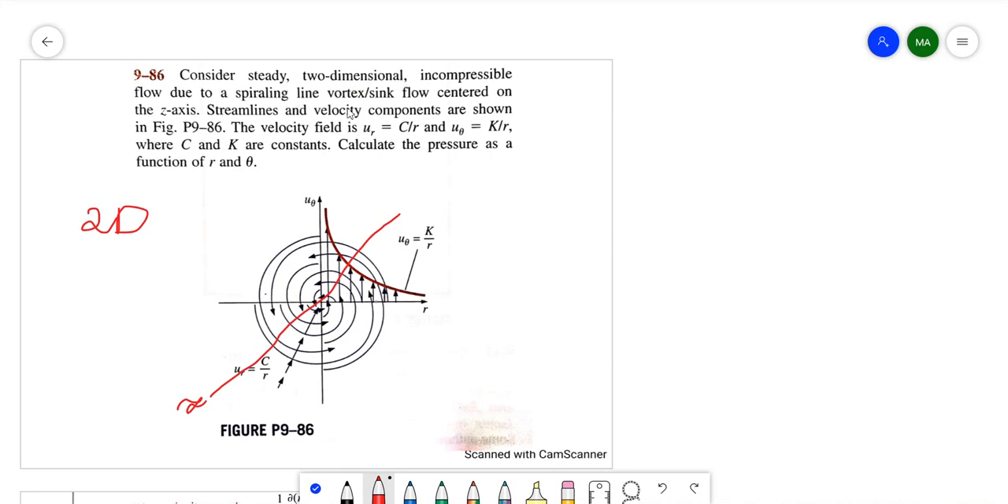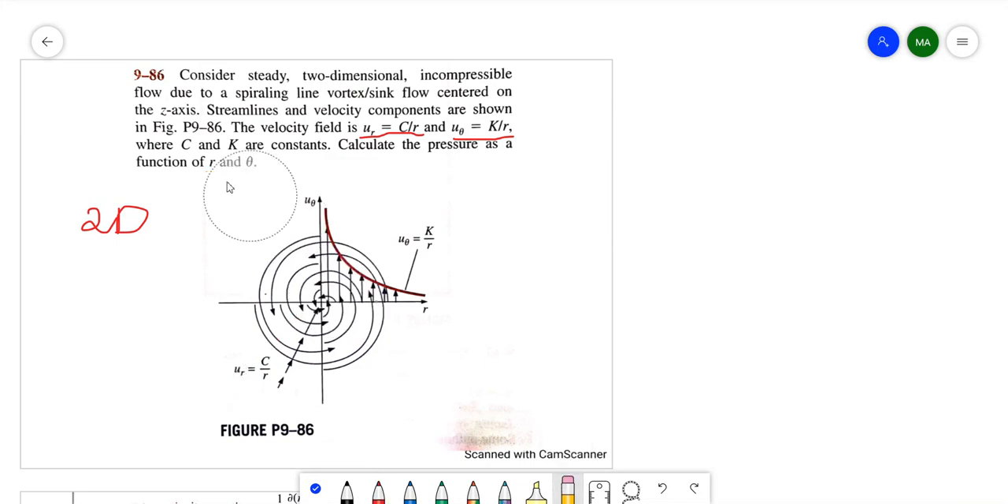So what we want to find is, we are given two velocity fields, u_r and u_theta, and u_z is 0 because the flow is two-dimensional, and c and k are just arbitrary constants. We want to calculate the pressure as a function of r and theta. This is our goal. We're going to use the Navier-Stokes equation for that, because we need to find the pressure field, and we have the velocity components and the boundary conditions in this problem.